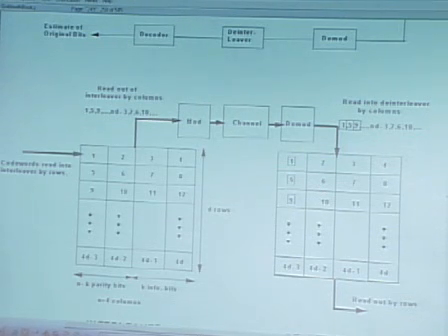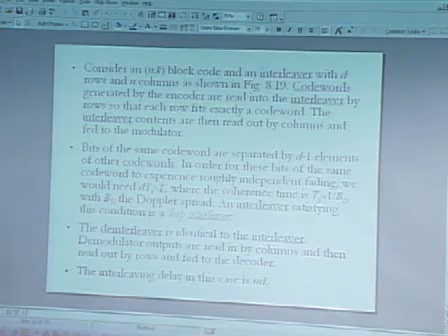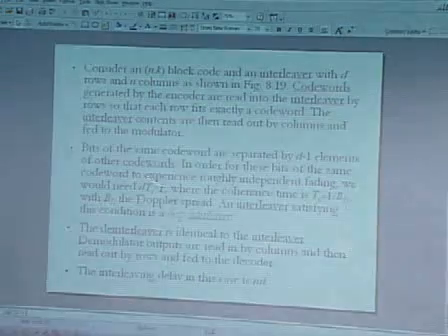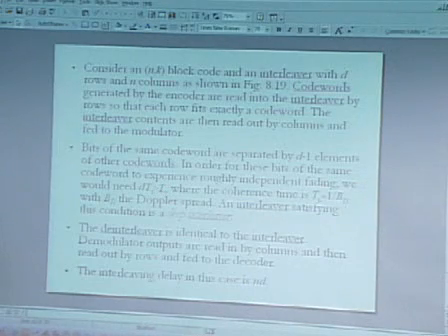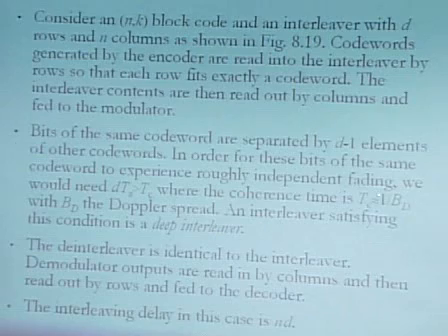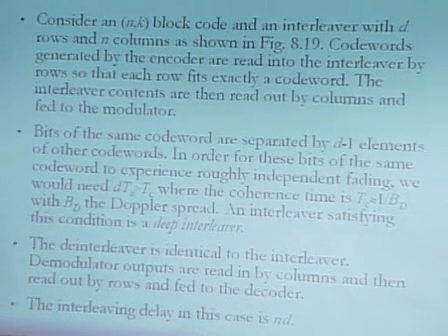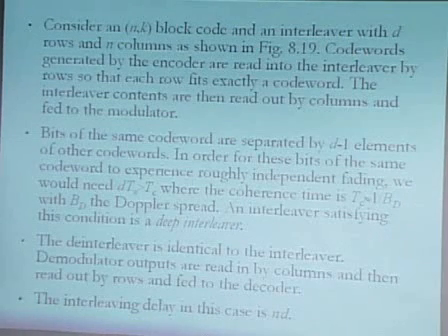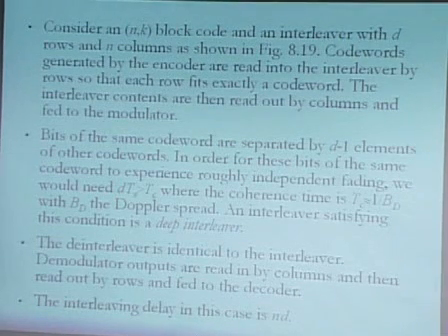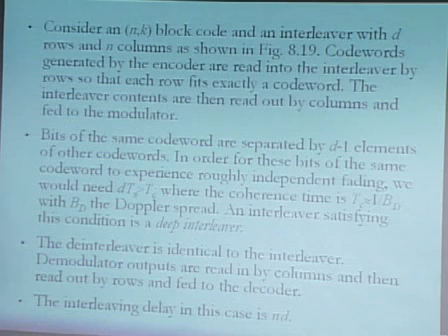So the condition for deep interleaving is that D times the symbol time has to be bigger than the coherence time of the channel. Okay? And the coherence time, remember, is roughly 1 over the Doppler spread. So using these relationships, you can take a certain speed and a certain frequency, and verify if the interleaver is deep or not.